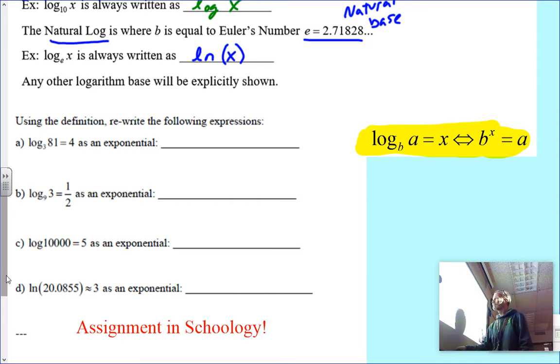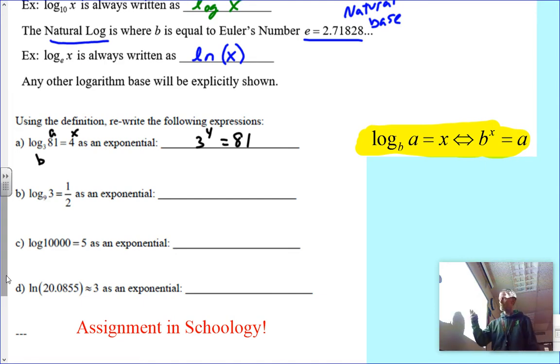So on part A, again, if you want to label these things, we know that's the base, that's the argument, and that's the exponent. So my exponential would just be 3 to the 4th equals 81. Done. That's all she wrote. Okay. By the way, these are all true statements, so there's nothing to solve. We're just rewriting it. That's all we want to do.